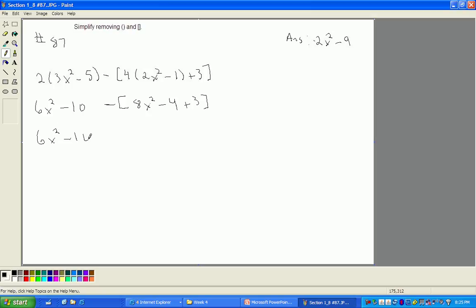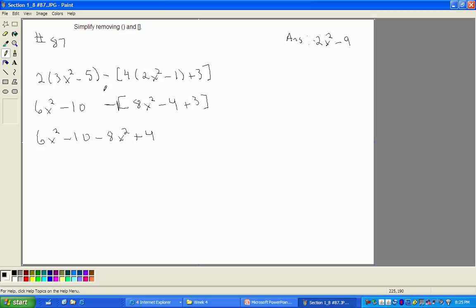These first two terms stay the same. But now we have a negative 1. Remember, this is just like having a negative 1 there. Negative 1 times 8x squared is equal to negative 8x squared. Negative 1 times the negative 4 gives us a positive 4, so we add 4. Then negative 1 times a negative 3.